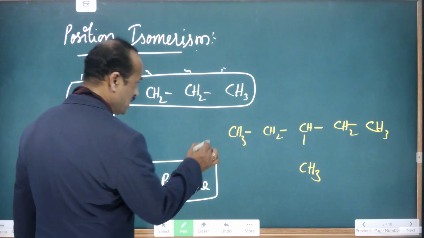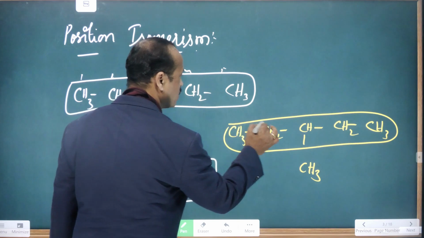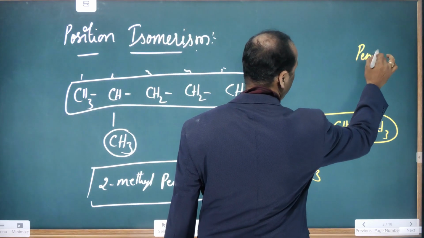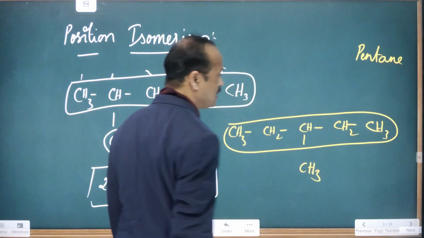The name of this one, if you see, here this is the longest chain. What is the longest chain? How many carbons? 1, 2, 3, 4, 5. So 5 means what? Pent. So pent and all single bonds are there. So ane, pentane, right? This is pentane.